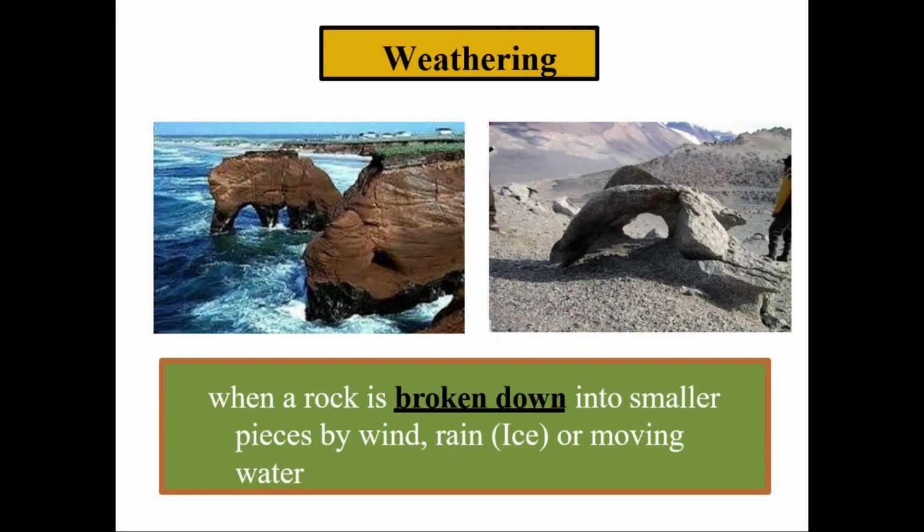So let's find out. First is weathering. When a rock is broken down into smaller pieces by wind, ice, rain, or moving water, it is called weathering. The continuous exposure of these rocks to different kinds of weather, sun, rain, ice, snow, even the rush of water, causes our rocks to be broken down into smaller pieces. And it's a long process. It takes years, of course, to be broken down into smaller pieces.